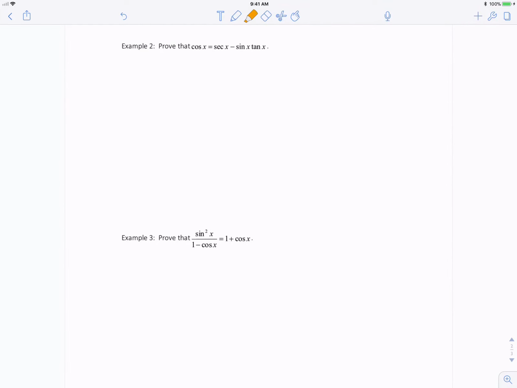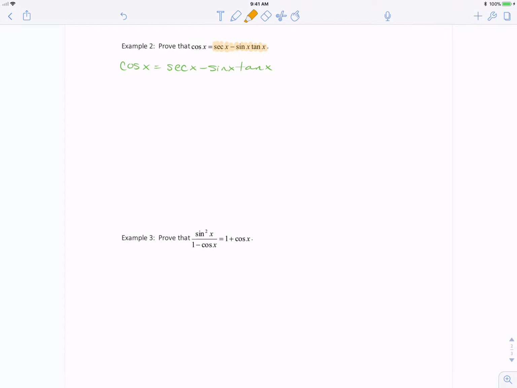Prove that cos of x equals secant x minus sine x tan x. I look to see which side is more complex, and I see that the right-hand side of the equation is more complex. This is what I'm going to work with. On the left-hand side, we leave it as cos of x, and I'm just going to rewrite the equation so that I have it here.